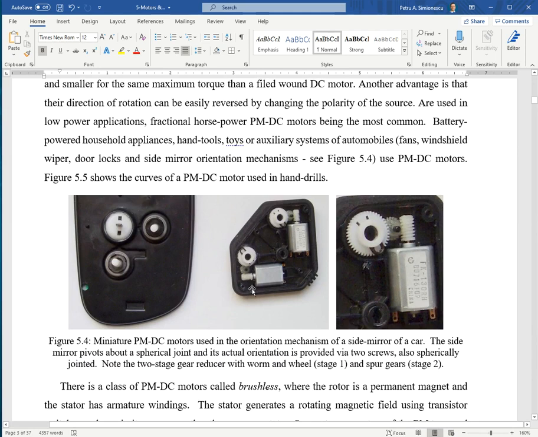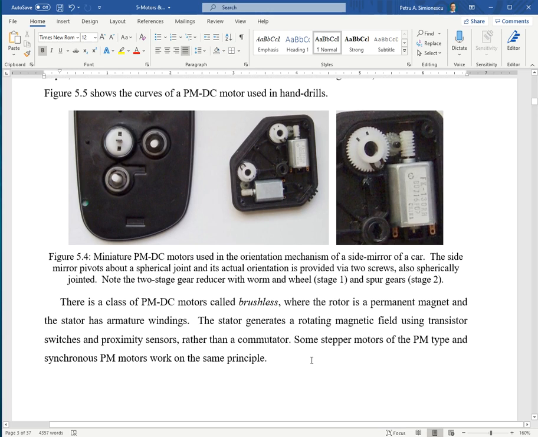Okay, so I have here a photograph from my own vehicle, an older vehicle that I own, and it shows the little permanent DC motor with the gear reducer. This is a worm wheel gear and one additional reduction stage, and there are two of them, as you can see, serving to orient the side mirrors.